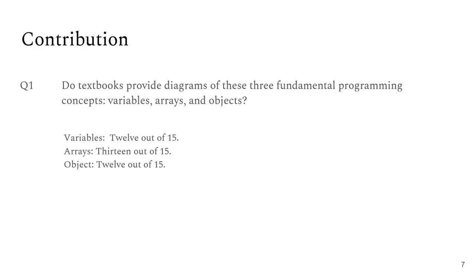After collecting data from all of the 15 textbooks, we were able to answer our first question: do textbooks provide diagrams of these three fundamental programming concepts: primitive variables, arrays, and objects? We found that 12 out of the 15 textbooks graphically presented variables, 13 out of 15 textbooks provided diagrams for arrays, and 12 out of 15 textbooks provided diagrams for objects.